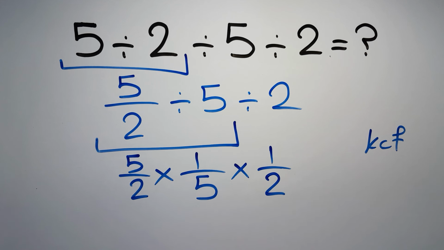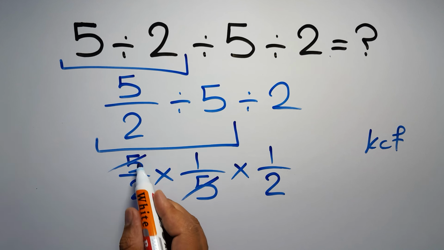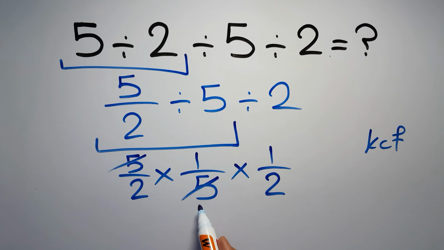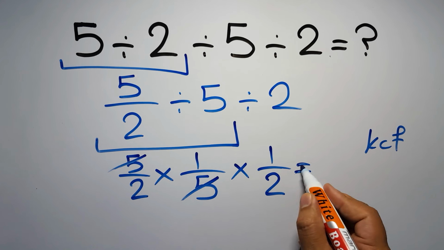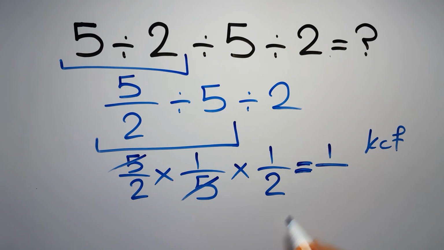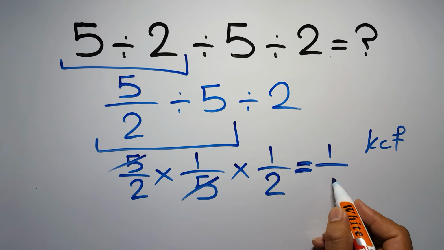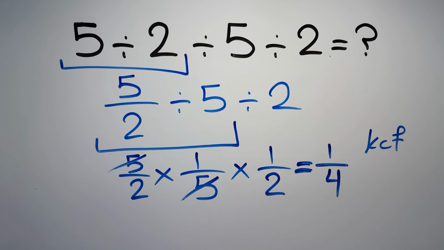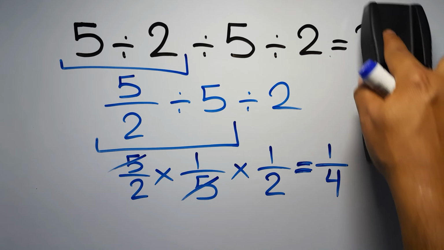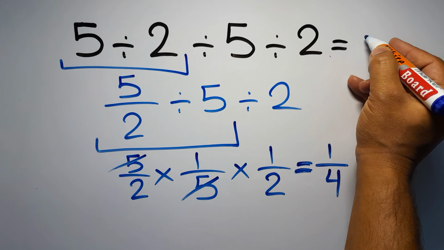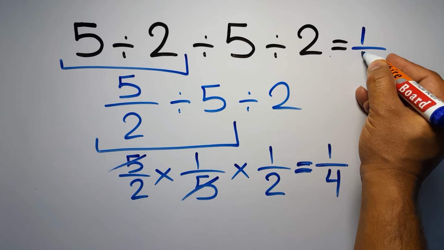One over 2. Okay, now we can easily cancel this 5 and this 5. So we have 1 over 2 times 1 over 2, which equals 1 over 2 times 2 gives us 4. And this is our final answer to this problem. The correct answer is 1 over 4.